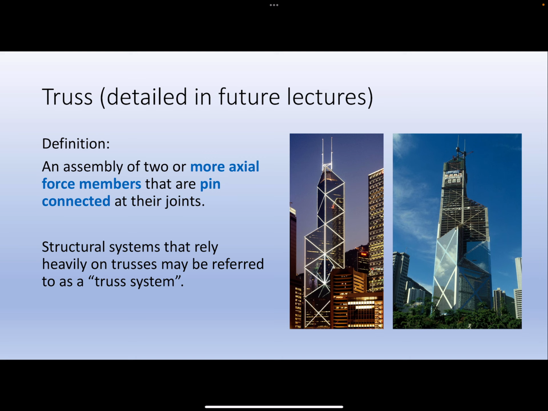And so the definition of a truss is shown up here: two or more axial force members that are pin connected at their joints. And so if we say something is a truss system, that may be referring to a structure that relies heavily on trusses or on truss behavior. So we'll talk more about that later.